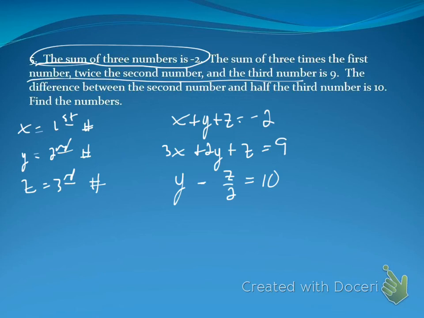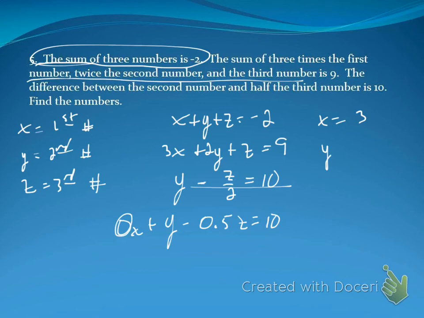Okay? Now, how do you put a fraction into your calculator? Well, for right now, what I would tell you is to just make this 0.5z. And then you can type it in here. Make sure that you put a 0 in for that x in that third equation. So to go solve that, you should get the first number to be 3, the second number to be 5, and the third number to be negative 10. Okay? So there you go.